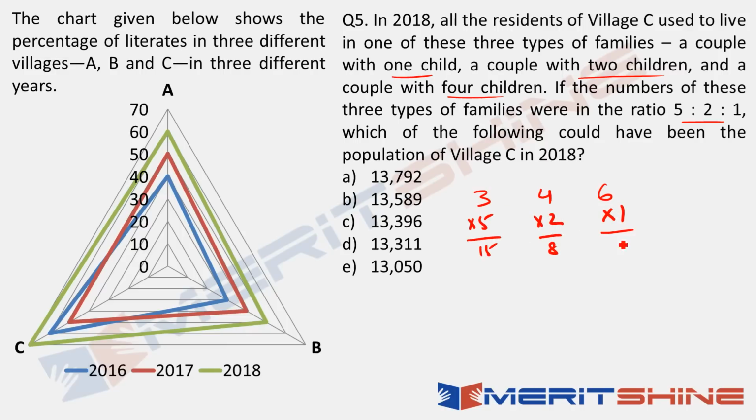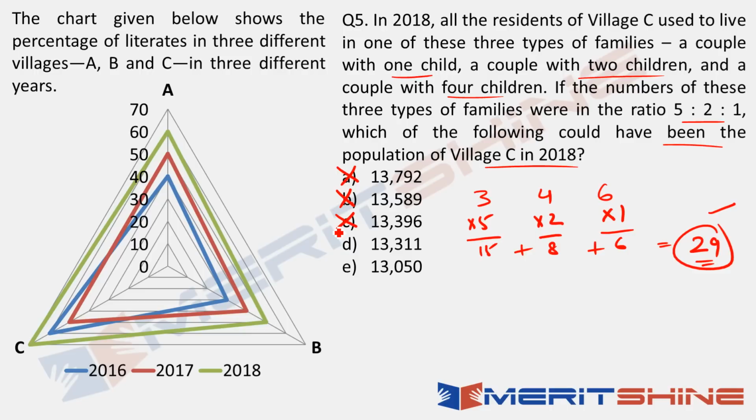You will not write all this, this is just for explanation. 15 plus 8 plus 6, this is 29. So what can be the minimum possible population of this village? It will be 29 people. So 29 people can be adjusted in this because there is nobody else here. So it's very clear to you. Now the question says, which of the following could have been the population of village C in 2018? What do you do generally? Go with the options. So this is not a multiple of 29, this is not a multiple of 29, this is not a multiple of 29, and the fourth one, option D, is a multiple of 29.